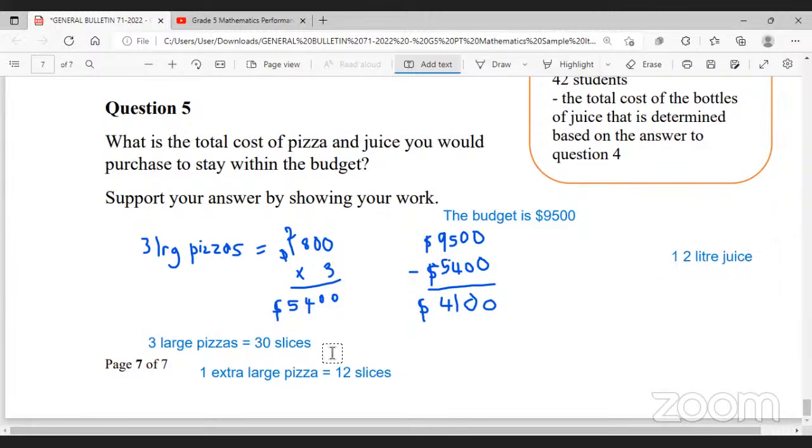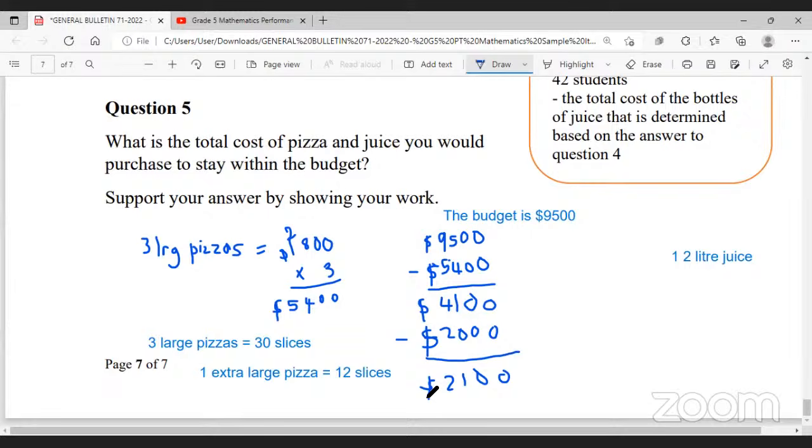All right. So let me see how much was the extra large pizza now. Let me subtract that extra large pizza from the remaining budget that I have, $2,000. So I subtract my $2,000 from 4,100. I'll have $2,100 left. Still in budget. Money not done yet.